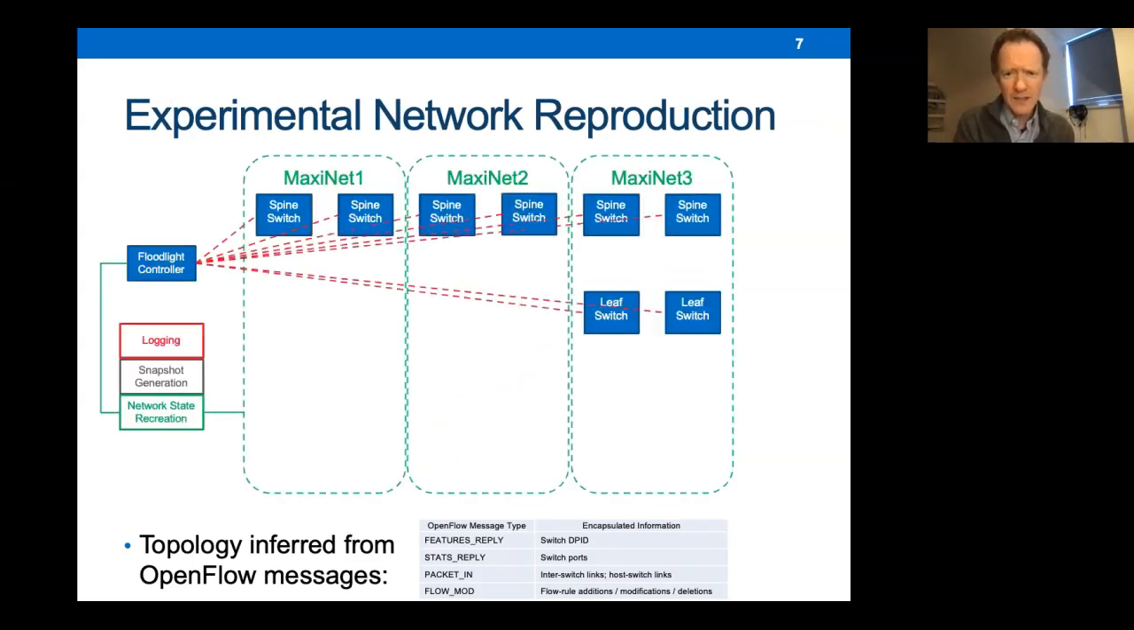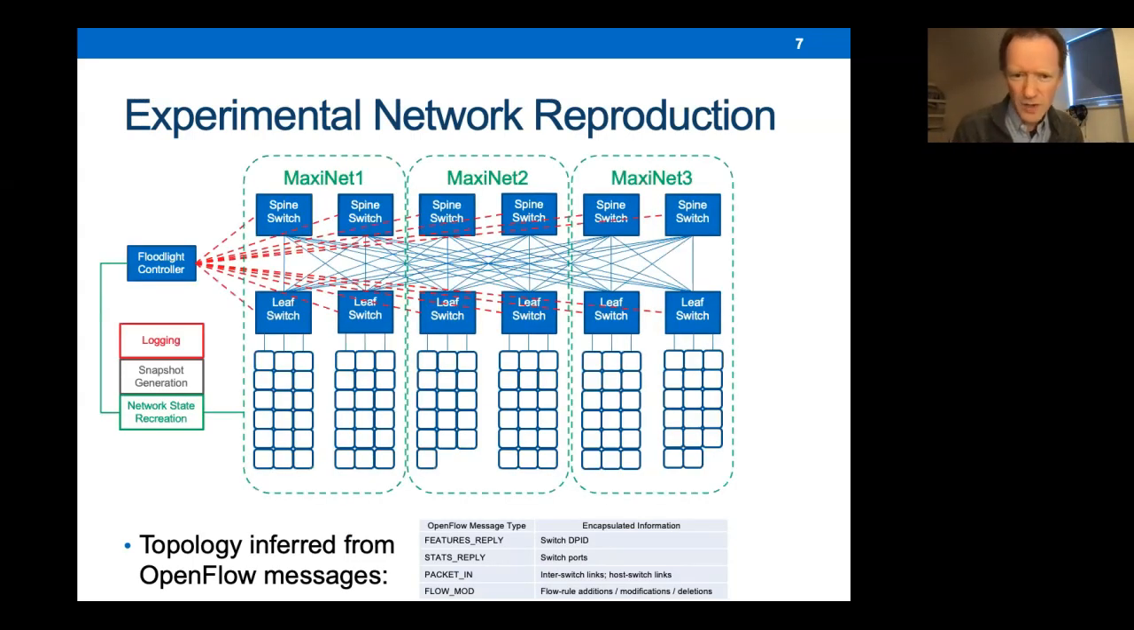This slide gives an idea of the scale of a reproduced data center network, the kind of size of data center network that I was using for my experiments. 12 switches, 120 hosts. Not all of the hosts are shown here. This is, as I said, a reproduced network. And the only information that's used to reproduce the network is the log of OpenFlow messages that were exchanged between switches and the controller in the original network.